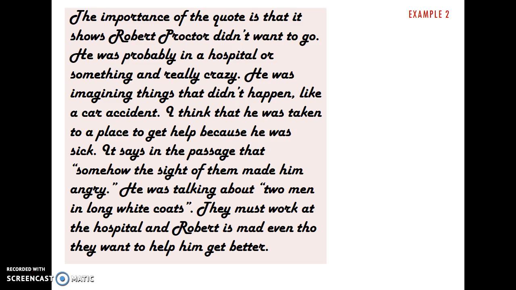Example number 2. The importance of the quote is that it shows Robert Proctor didn't want to go. He was probably in a hospital or something and really crazy. He was imagining things that didn't happen, like a car accident. I think that he was taken to a place to get help because he was sick. It says in the passage that somehow the sight of them made him angry. It was talking about 2 men in long white coats. They must work at the hospital, and Robert is mad even though they want to help him get better.